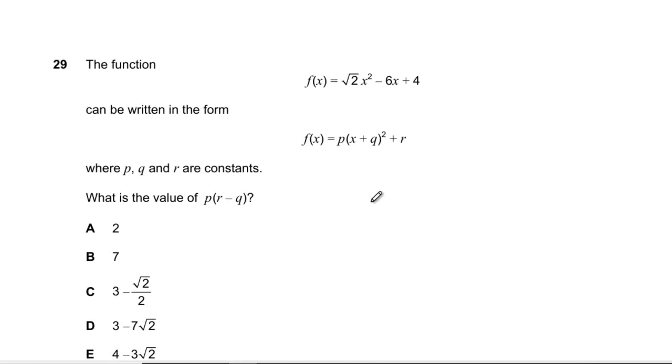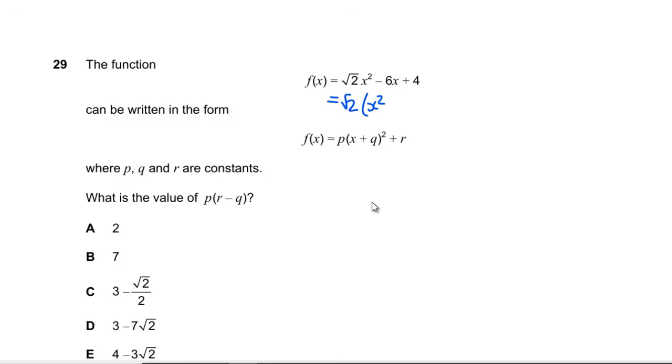Question 29: the function that can be written in that form. We need to work out P, Q and R and then the value of that. Okay. Right, that's an ugly looking thing, isn't it? So let's take that root 2 out of, what did I say? I really need to take it out of 4, do I? Anyway, let's say root 2 x squared.